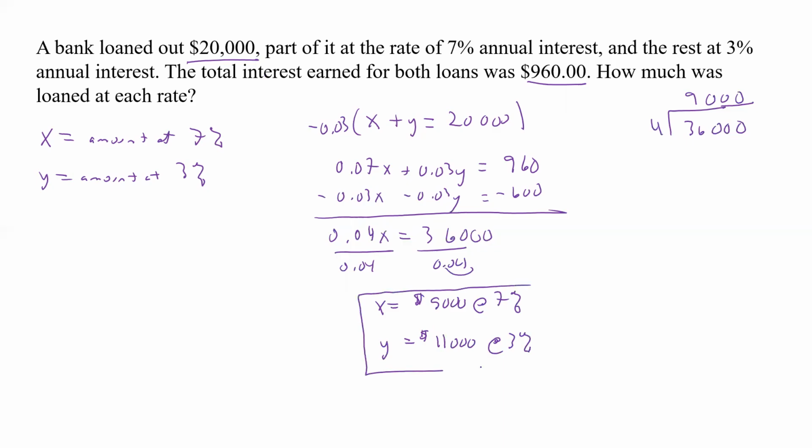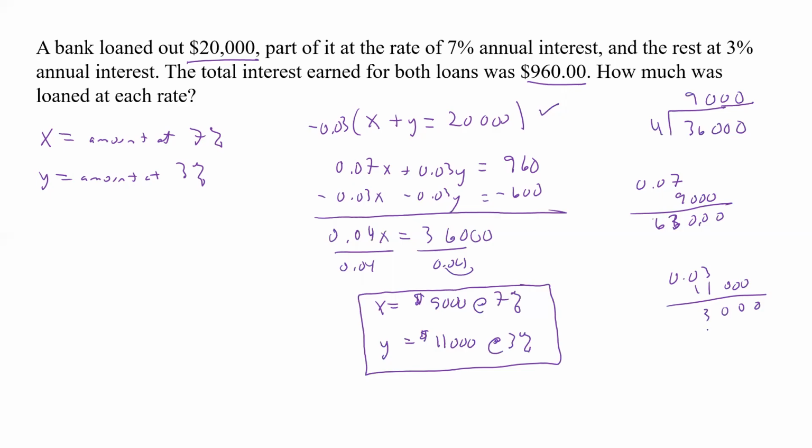So again, doing this all in my head without actually writing a problem down, we'll see now if we have it right. Does 9,000 plus 11,000 equal 20,000? Yes, it does. Now we have to take 0.07 times x, which is 9,000. So that's 0, 0, 0, and that's 63, move it over twice, so that's 630. 0.03 times 11,000.